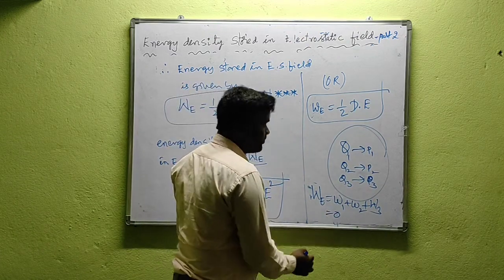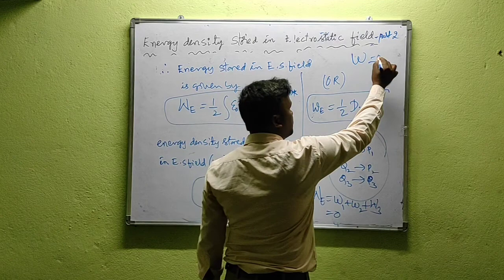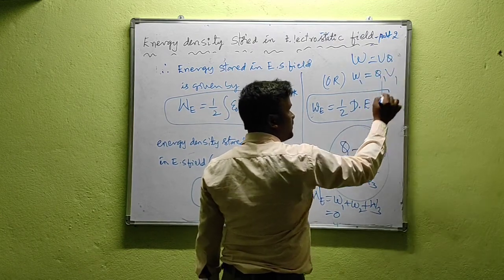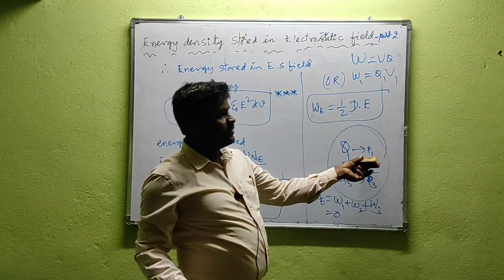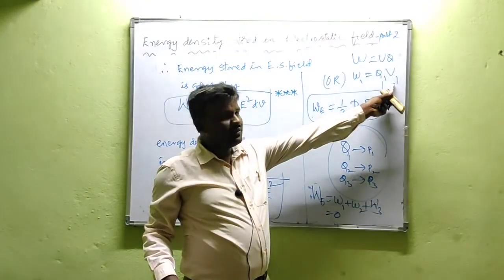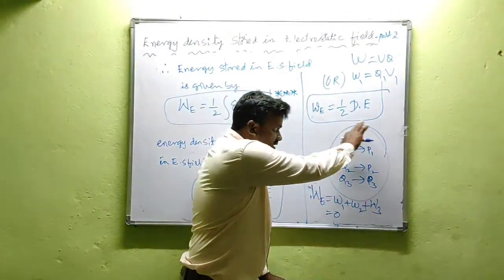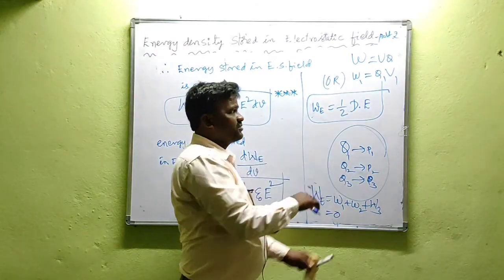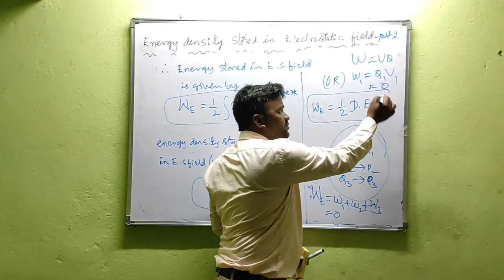Okay, the W1 is equal to what? 0. Why 0? Basically, W is equal to V into Q. That means W1 equals Q1 into V1. That is, Q1 is placed at point P1. Initially, this region is free of charge. That means at point 1 there is no charge, so there is no potential in that region. So that's why V1 is 0. As V1 is 0, this one is 0.